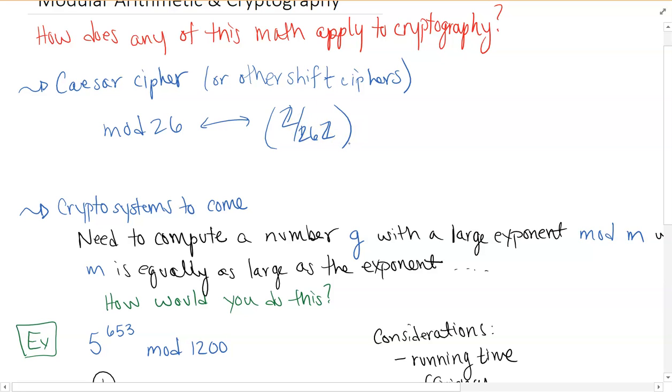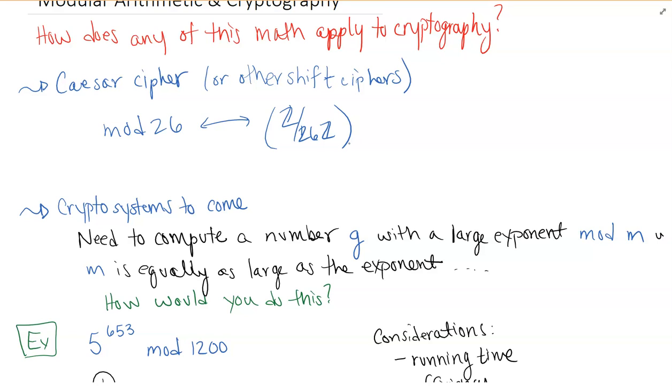Typically, how people work with Caesar ciphers is that they identify a number with every letter. So 0 is A, 25 is Z, and then you add your shift amount, great. Mod 26, great, and then convert it back.